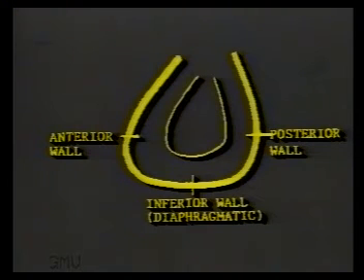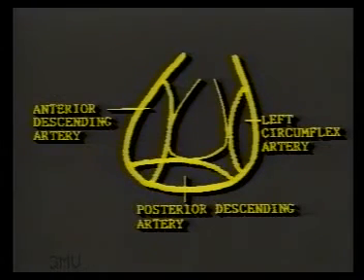These are the anterior, inferior and true posterior walls. The anterior wall is supplied by anterior descending branch of the left coronary artery. Posterior wall is supplied by the left circumflex branch of the left coronary artery. And the inferior wall is supplied by the posterior descending branch of the right coronary artery.